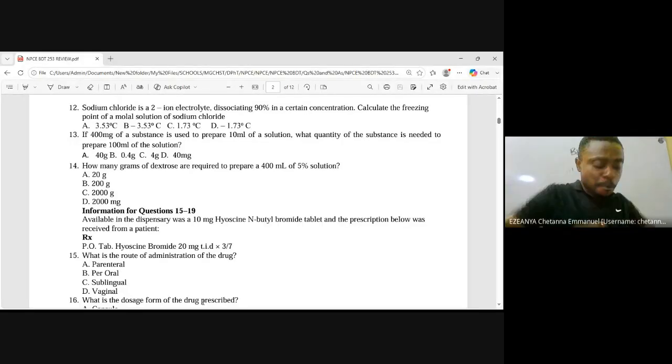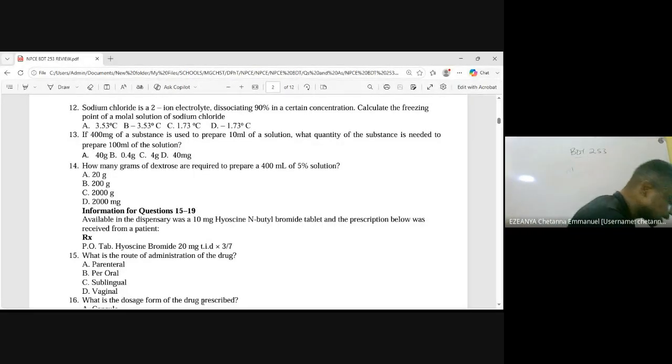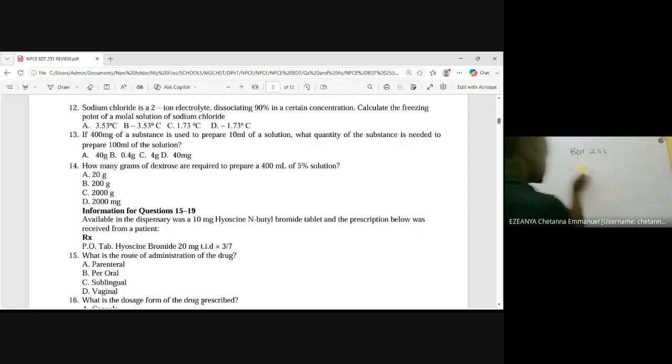Molality and molarity are not the same thing. The one we are talking about now, molarity, is your normal molar concentration. So our focus is on molality.